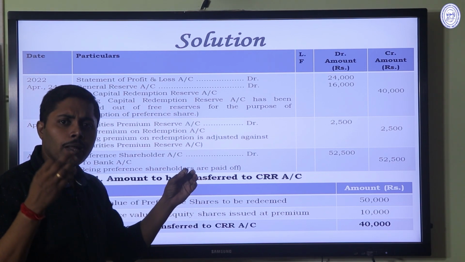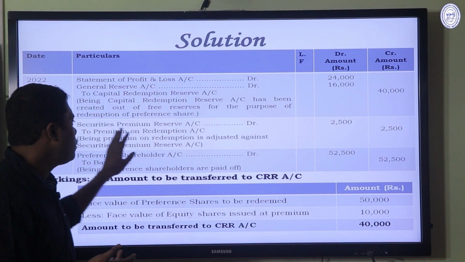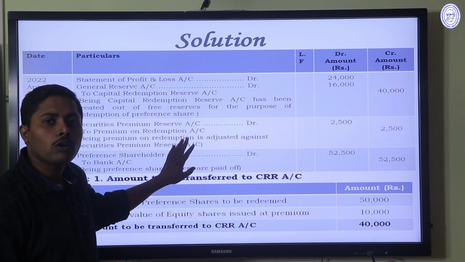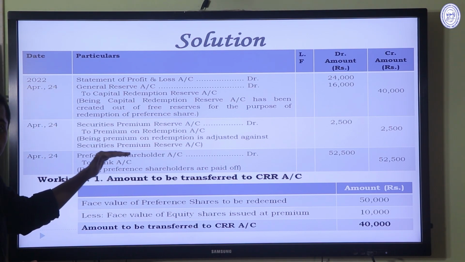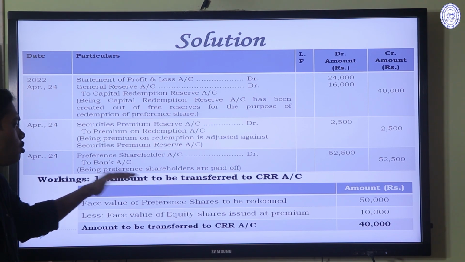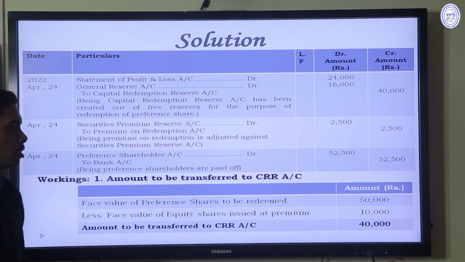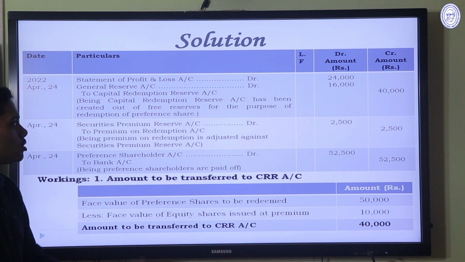Now as there is ample balance in securities premium reserve, we must utilize securities premium reserve account for the purpose of making adjustment of premium on redemption. And the last entry is preference shareholder account debit to bank account. So you are making payment to the preference shareholders. For this, the narration is being preference shareholders are paid up. So this is all about the journal entries for the purpose of redemption.